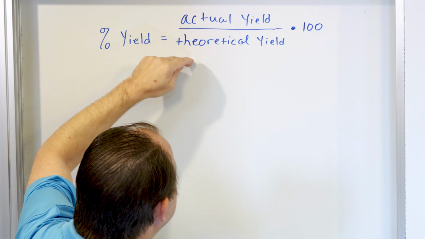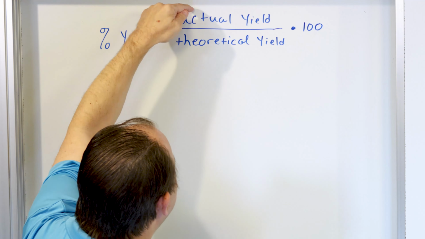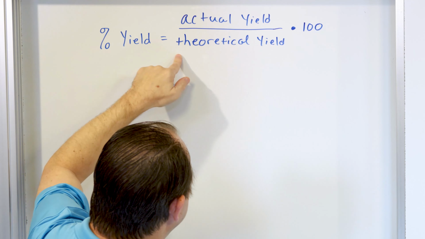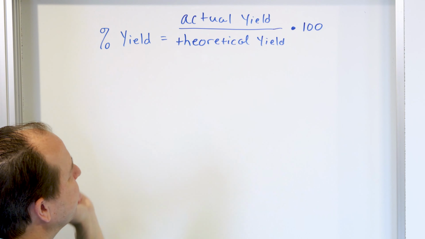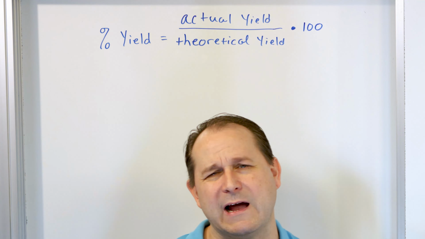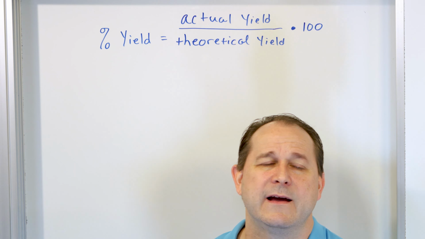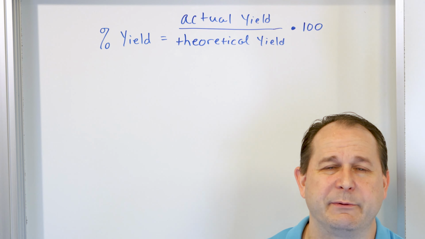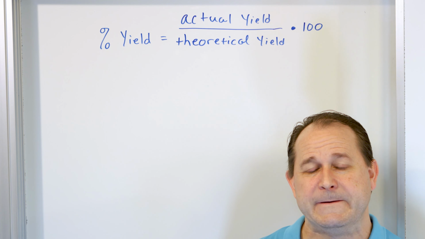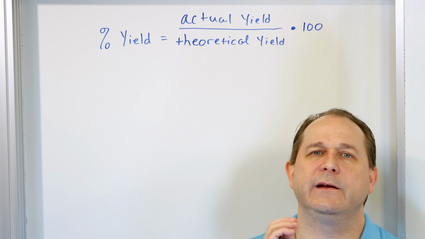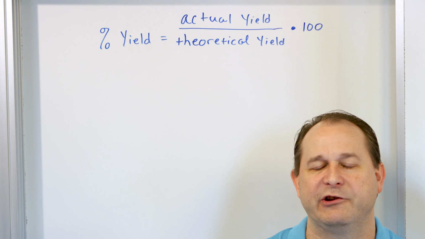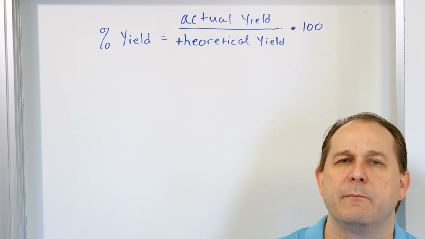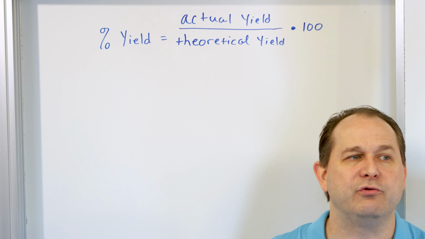You could theoretically get 100% yield if your actual yield was equal to the theoretical yield, because you would divide these, you would get the number 1 times 100, and that would give you 100% yield. But in real life, you never get 100% yield of anything. I mean, you may get close, but you're never going to get really 100%. So that's the idea behind percent yield. I want you to think of it as an efficiency metric for the chemical reaction. How close to the theoretical maximum are you actually able to collect in terms of the product of the reaction?